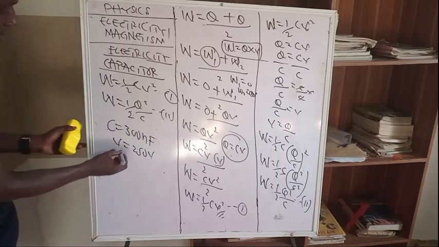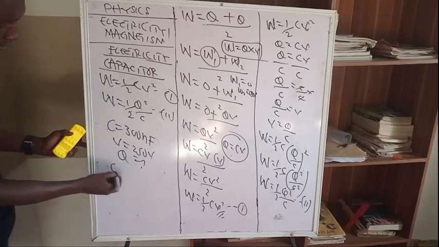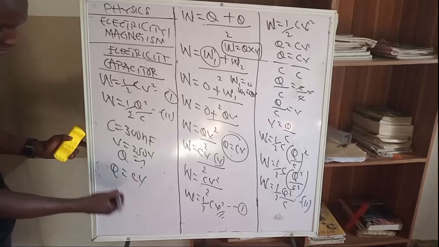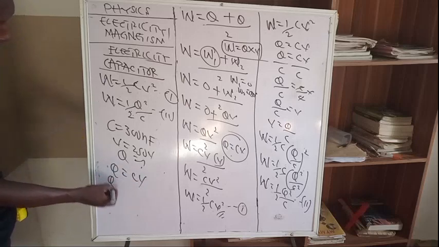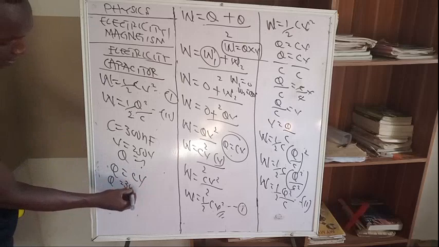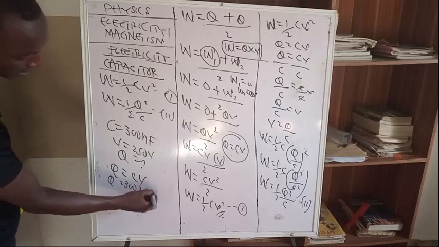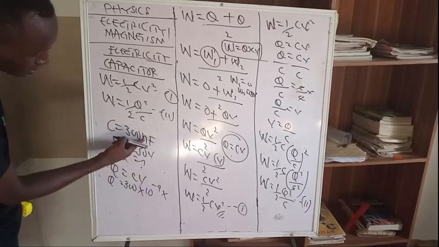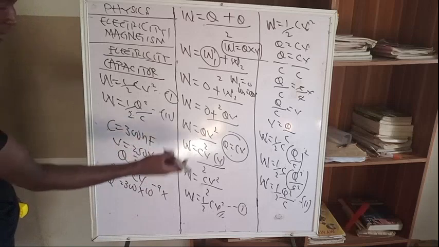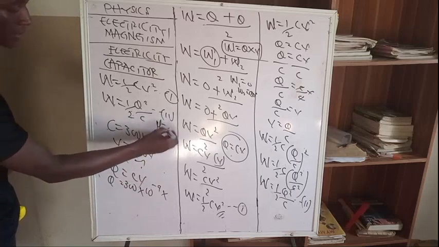So you are looking for what? For Q. What's going to happen? You apply what? Q is equal to what? CV. So you can write that question down. Then I have Q is equal to, what's my C? My C is now going to give me 300 multiplied by 10 raised to the power minus 9. Because nanofarad means times 10 raised to the power minus 9, micro means times 10 raised to the power minus 6.